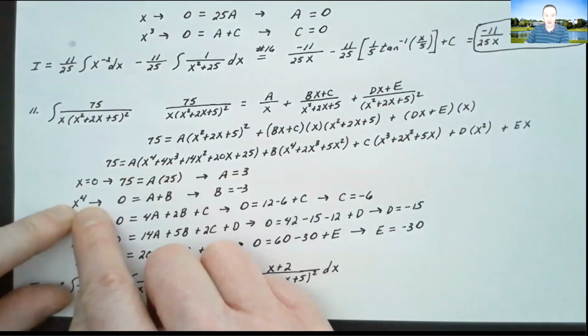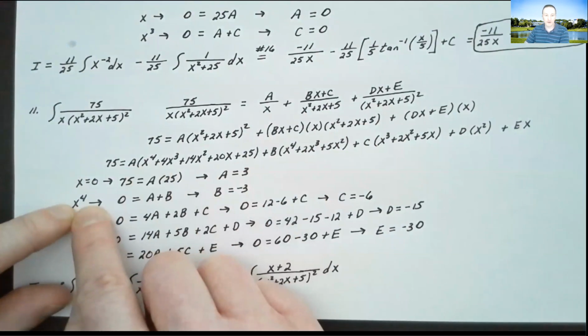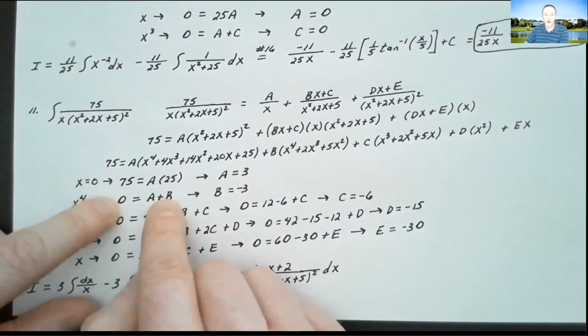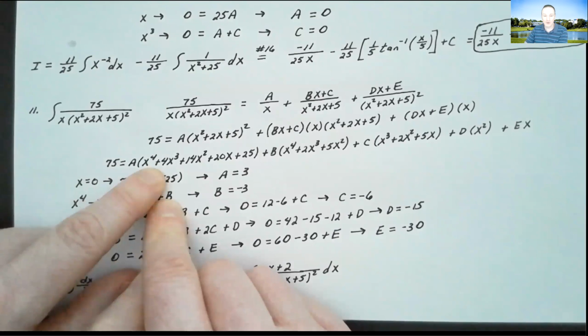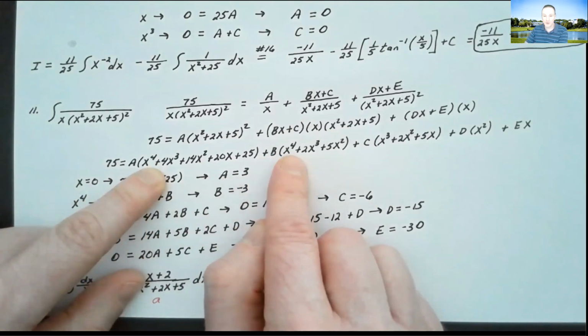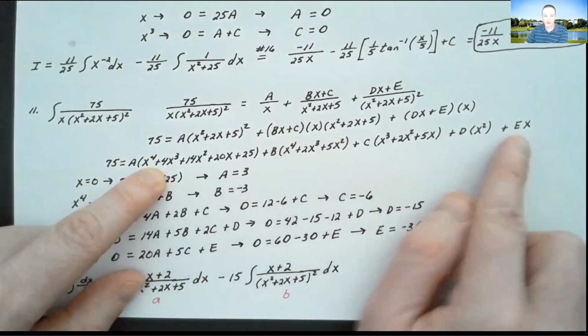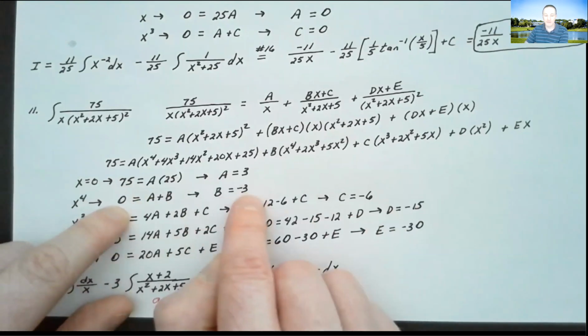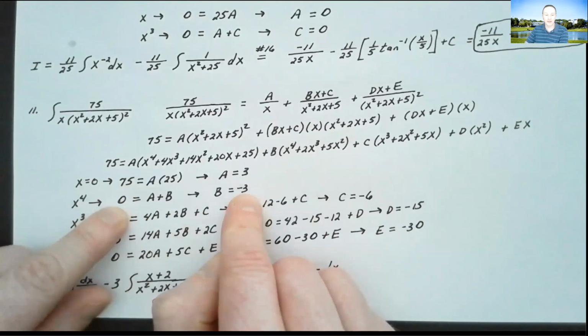I think about the coefficients of x to the fourth in the problem. Left-hand side, the coefficient of x to the fourth is clearly 0. There is no x to the fourth term. On the right, A is a coefficient of x to the fourth, so is B. None other are. So I know A plus B has to equal 0. Thus, B is the negative of A, B is negative 3.